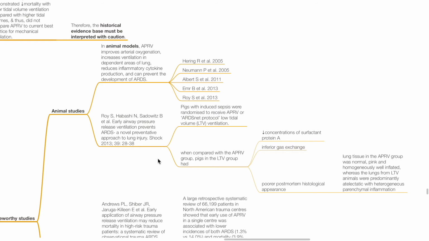In a study by Roy et al., pigs with induced sepsis were randomized to receive APRV or ARDS-NET protocol, low tidal volume ventilation. When compared with the APRV group, pigs in the low tidal volume ventilation group had reduced concentrations of surfactant protein A, inferior gas exchange, and poorer post-mortem histological appearance of the lungs.